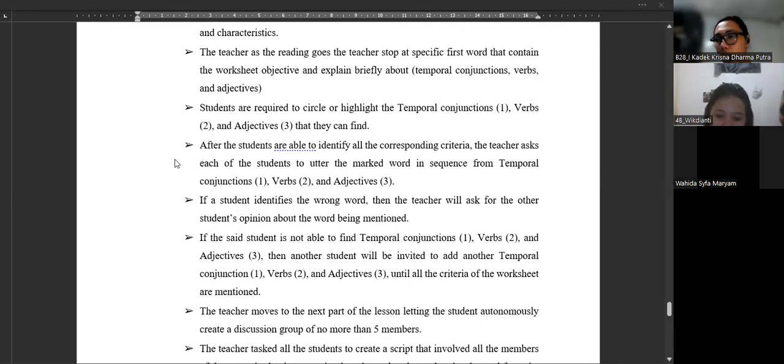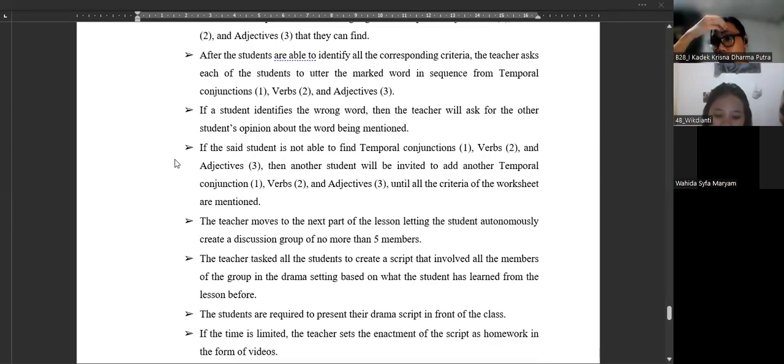After the student is able to identify all the corresponding criteria, the teacher will ask the student to say the marked words in a sequence: first the temporal, after that verb and adjective. So the first student will be saying the temporal, the second student the adjective, and the third one the verb. In this particular case, if there is a missing word, then they can move on to the next. So let's move on to an if case.